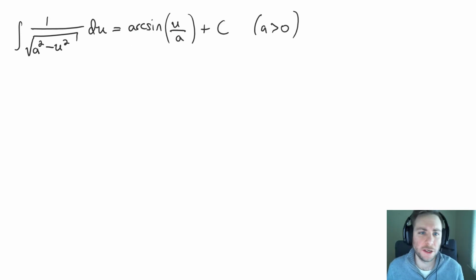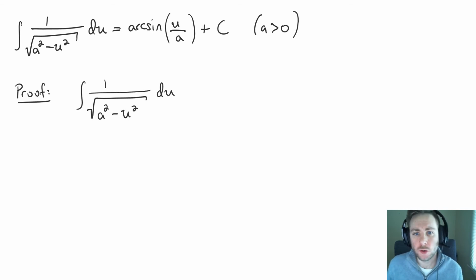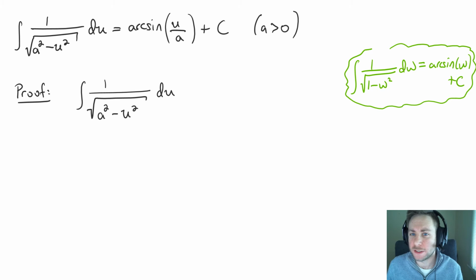This last formula I stated still needs proof, so let's do that. Starting with the integral that we've been given, we need to show that this is equal to arc sine of u over a. Keep in mind that we already proved the formula for the case where a equals 1, so we can make use of that in our proof.